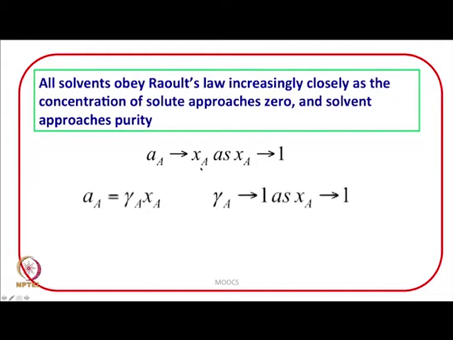And how is activity connected to mole fraction? Activity is equal to activity coefficient times mole fraction. And obviously, when the mole fraction approaches a value of 1, the deviations from ideality will disappear and the activity coefficient will also approach a value of 1. And then, instead of activity, we can just write the mole fraction.